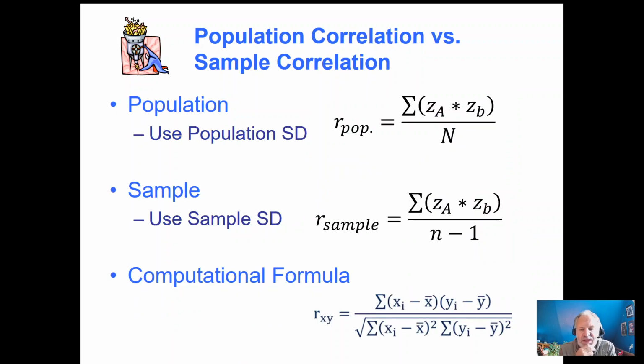Okay, so just to summarize, I didn't really mention what the sample correlation coefficient calculation is, but here it is. For the population, the population correlation is the sum of the product of the z-scores.